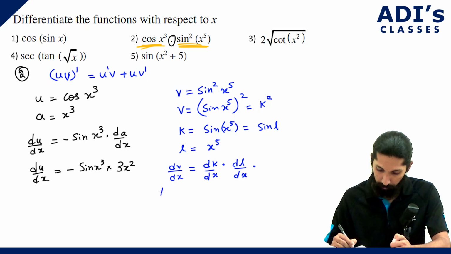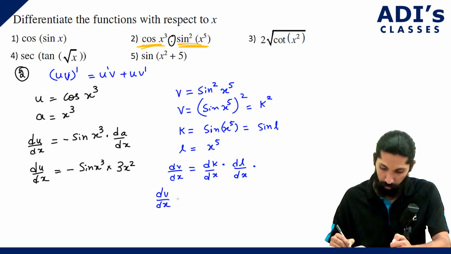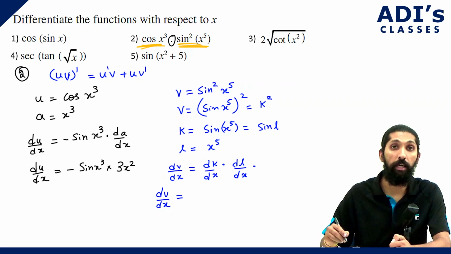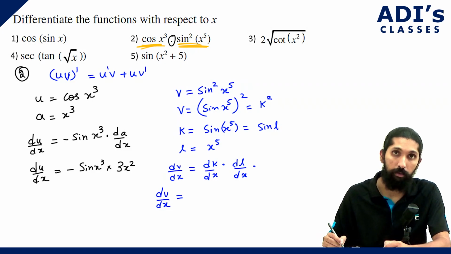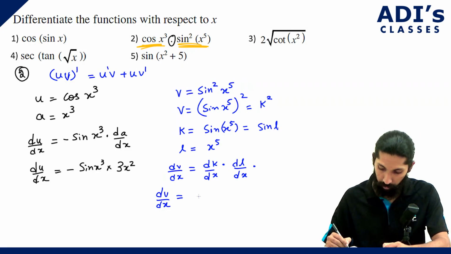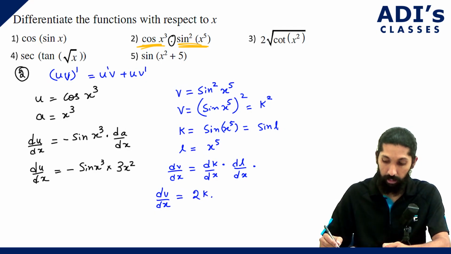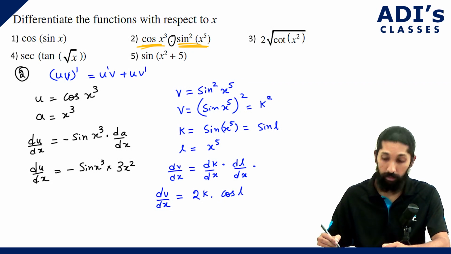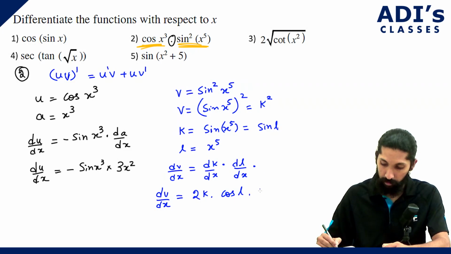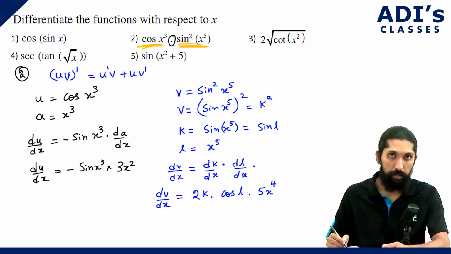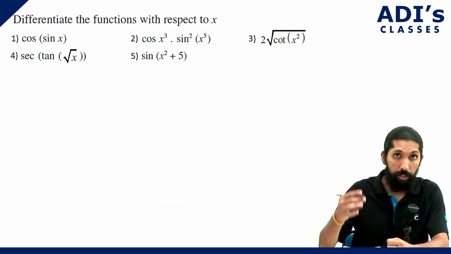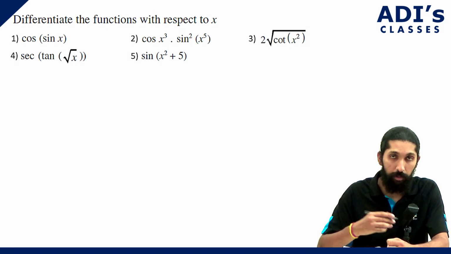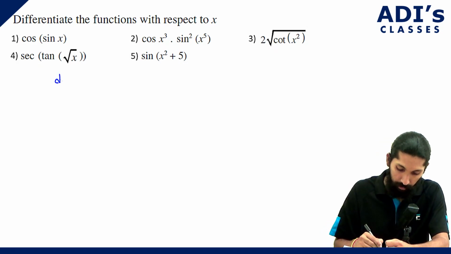So dv by dx is equal to, now first is k square. The derivative of k square is 2k, isn't it? So this is going to give me 2k. Next is the function sine l, whose derivative is nothing but cos l, isn't it? What is l? x power 5. So 5x power 4. Make sense?